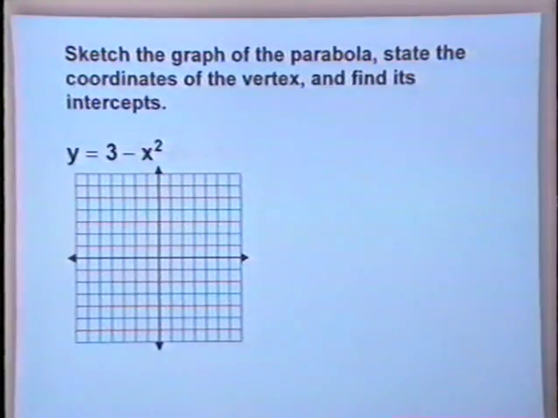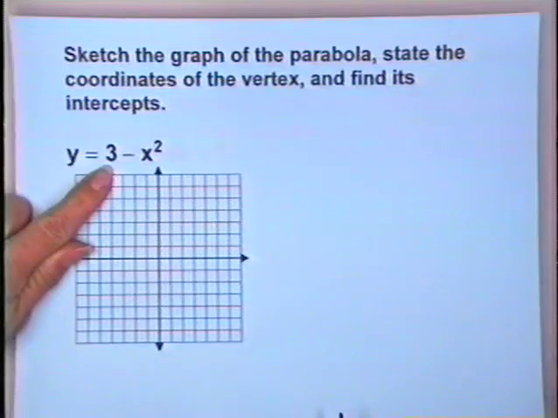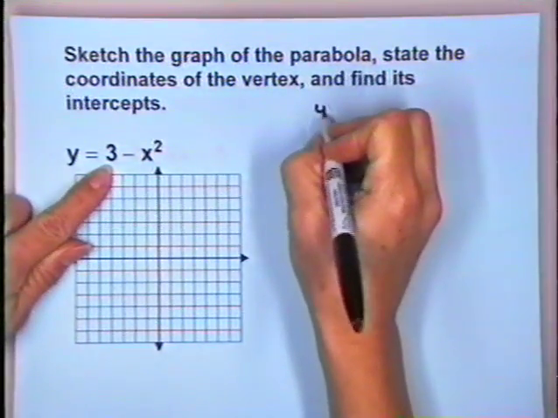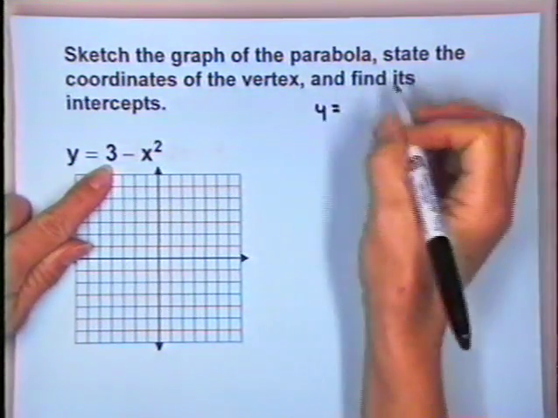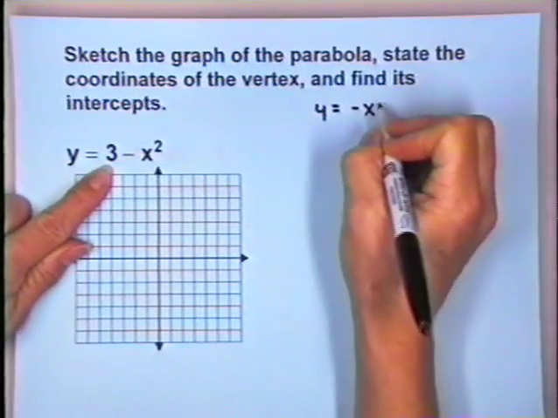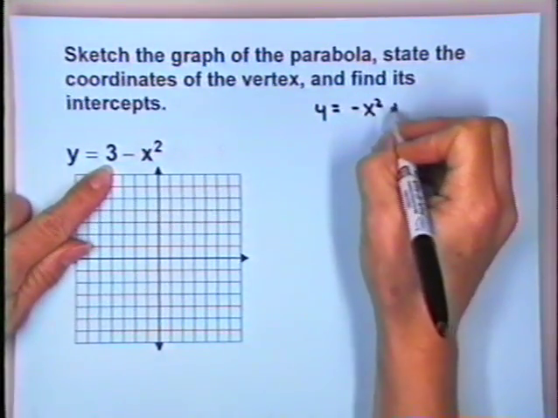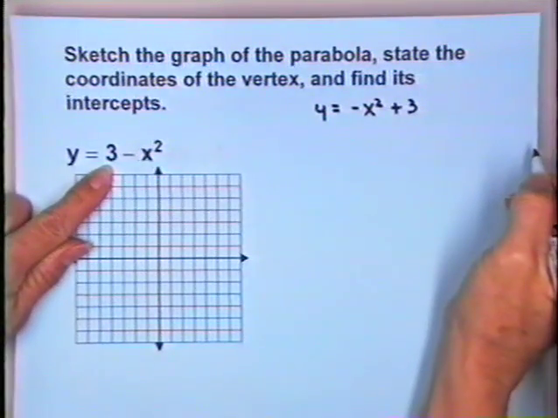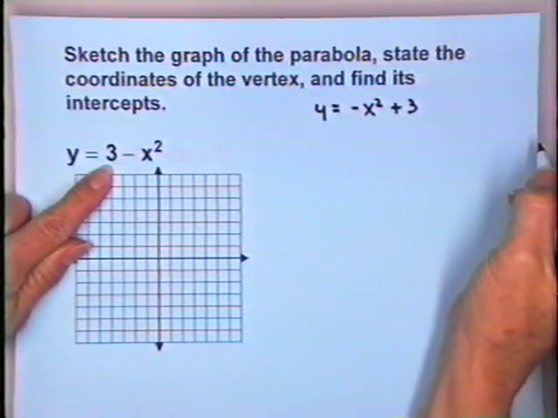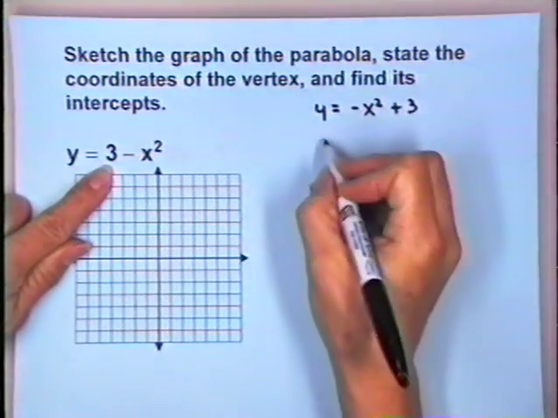This also wants us to sketch the graph and also, again, state coordinates of the vertex and find intercepts. Now, I'm going to take this equation and rewrite it a little bit over here. First of all, I'm going to put the x squared term first, so I'll need to write minus x squared, and then of course that's a plus 3 since there's no sign written in front of the 3. Do you see that we do not need to complete the square because there is not an x to the first power in this equation?